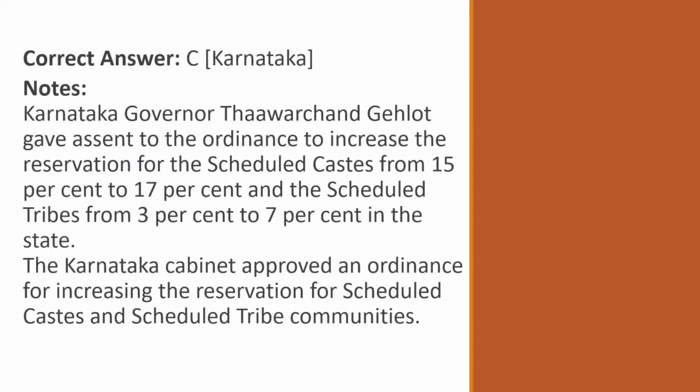Correct answer is Karnataka. Karnataka Governor Thawarchand Gehlot gave assent to the ordinance to increase the reservation for the scheduled castes from 15% to 17% and that of the scheduled tribes from 3% to 7% in the state. The Karnataka cabinet approved an ordinance for increasing the reservation for scheduled castes and scheduled tribe communities.